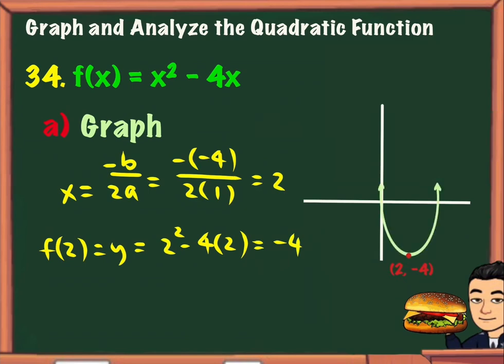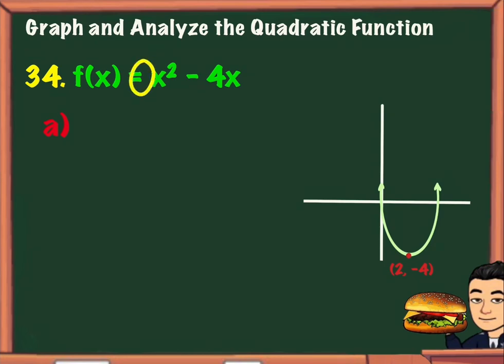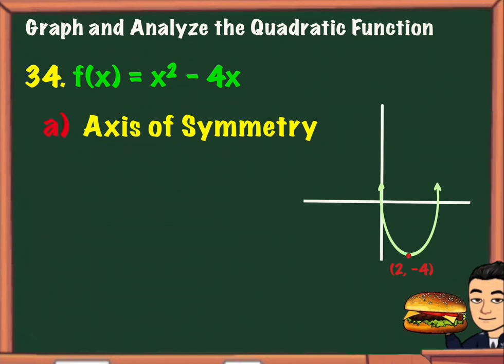And this is the parabola of the quadratic function. Because the leading sign is positive, the parabola opens up. The axis of symmetry passes through the vertex, so you want to label it as x equals 2.